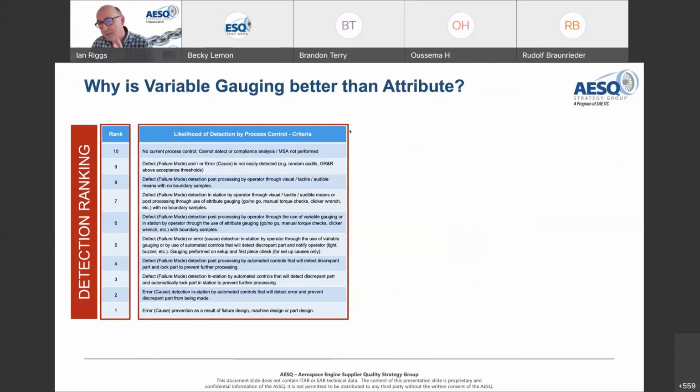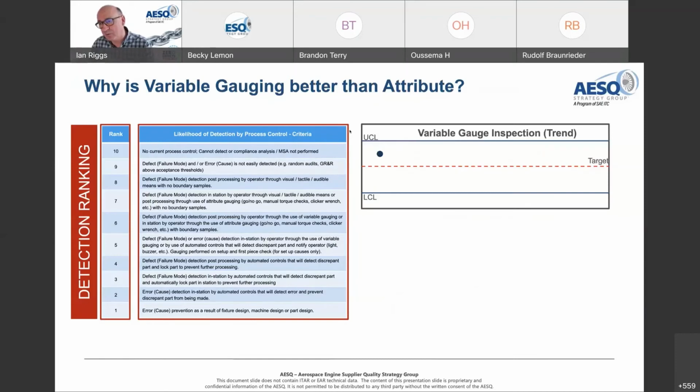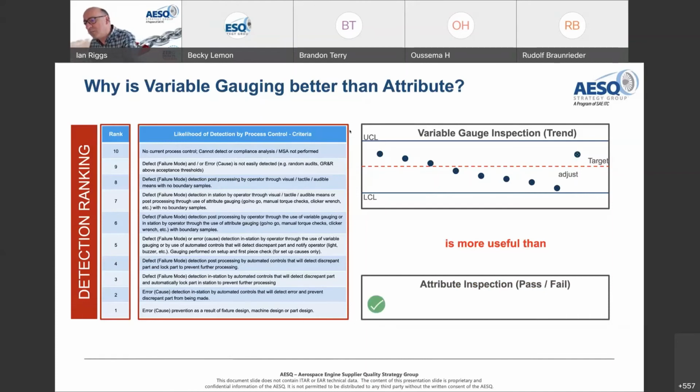And the other thing it talks about is variable versus attribute. Why is variable better than attribute? Well, for variable gauging, you have a chance to look at your trends, and you can actually make an adjustment before you make non-conformance. Whereas with attribute inspection, all you know is it's good or bad, and it can take you by surprise when it suddenly goes to be non-conforming. So variable is always better than attribute.